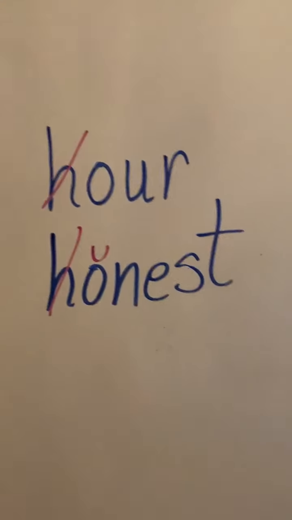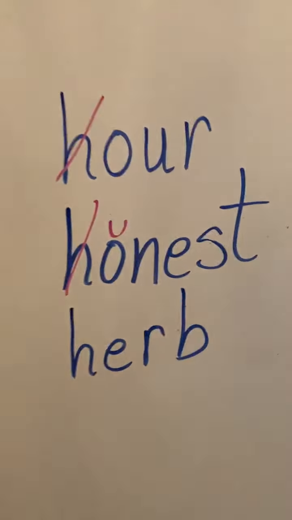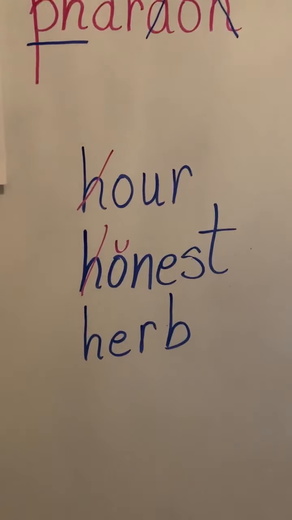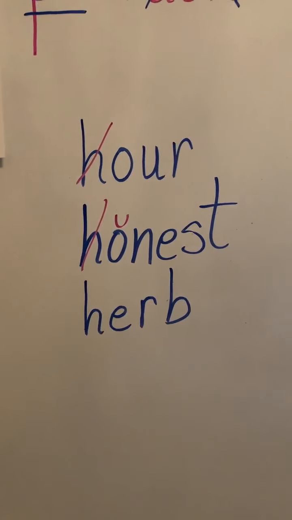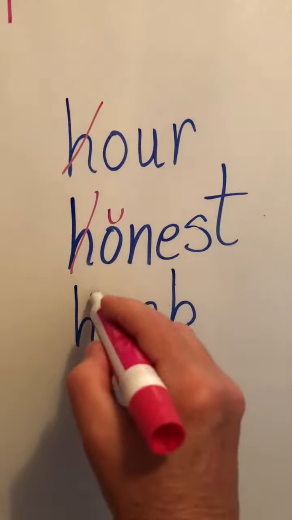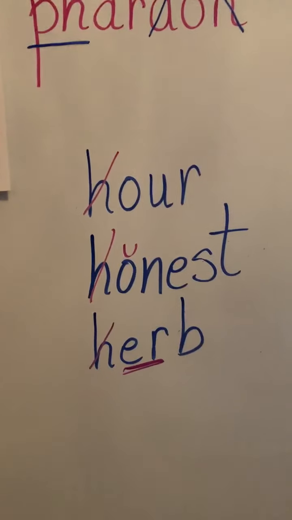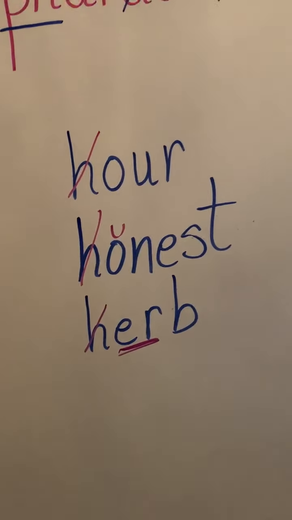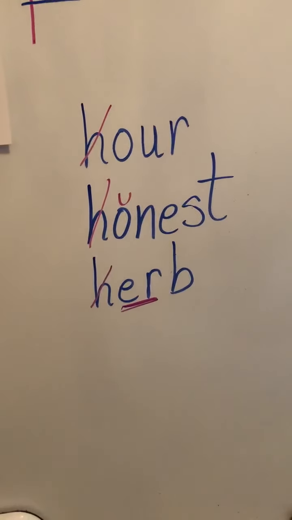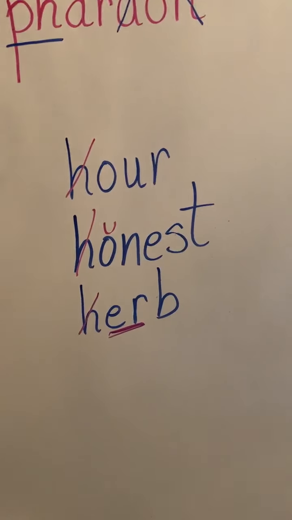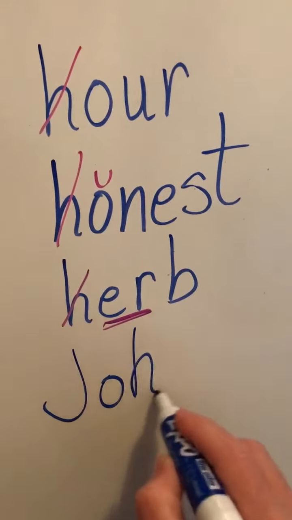All right, how about this one? Your mom or dad might be growing these in the garden. Does that say herb? Some people might read it that way, but we know that the H is silent. So this word is actually herb. You have your ER says herb, okay? An herb is a plant that you can grow used for cooking. Herb.